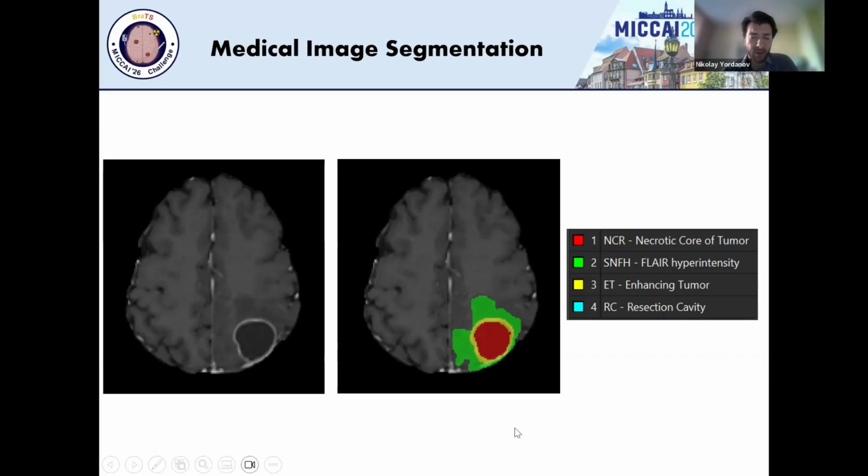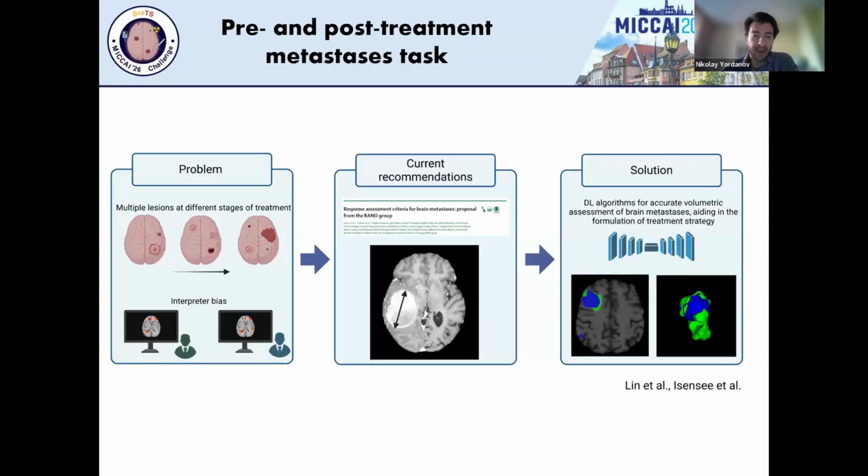It's just an example. There is also a resection cavity label, which does not apply here. There is also the hemorrhage label, which also doesn't apply here. This is just to show an example. And one question is, why do we need to participate in projects and to do research that deals with medical image segmentation?